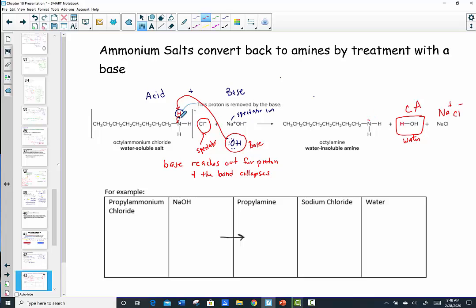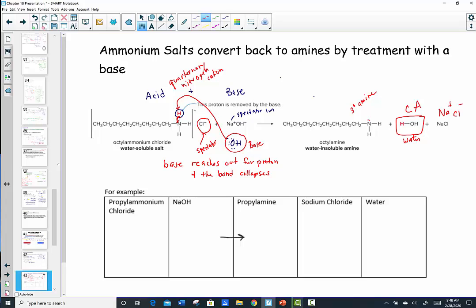And of course, this bond collapsed, giving a set of dots to the nitrogen. So you had a quaternary nitrogen cation go back to form a tertiary amine, the water and the salt that forms.